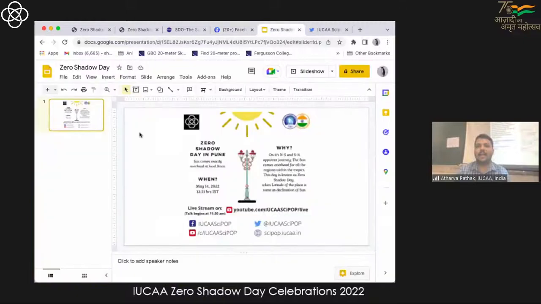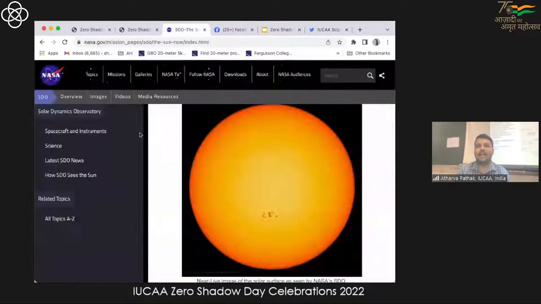There are these beautiful features on the sun's surface that we are also going to see today. These dark spots you see are known as sunspots. They are relatively colder regions compared to the rest of the surface. The sun's surface is around 5 to 6,000 degrees centigrade. In comparison, the sunspots are much colder, around 3 to 3,500 degrees centigrade. That is why they appear darker. They are not black.